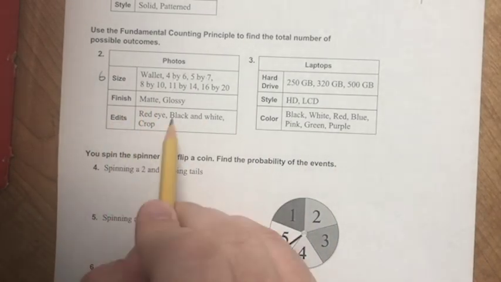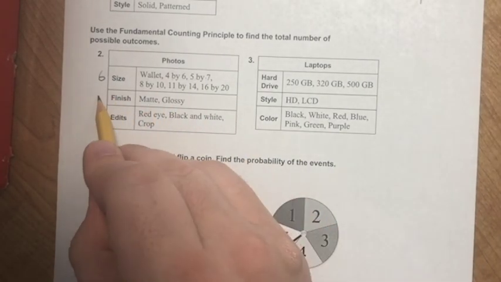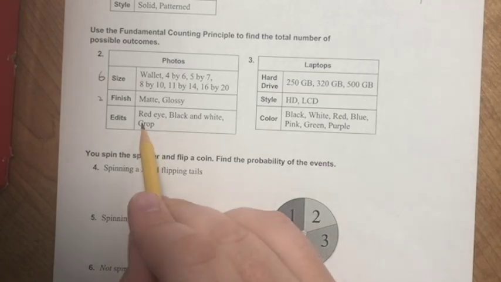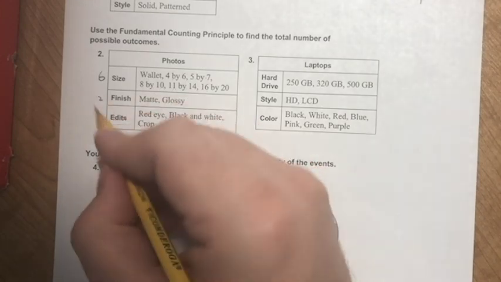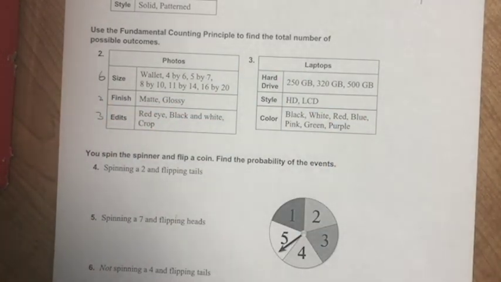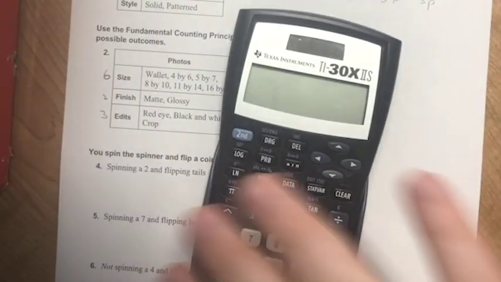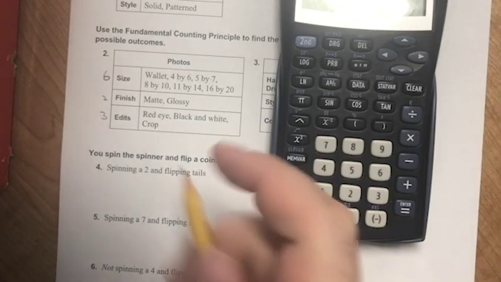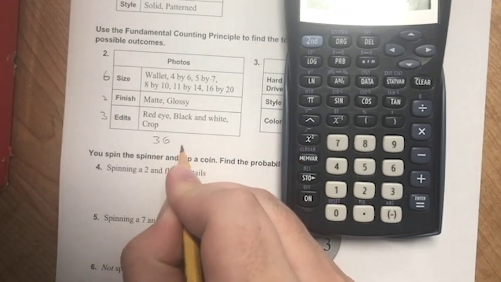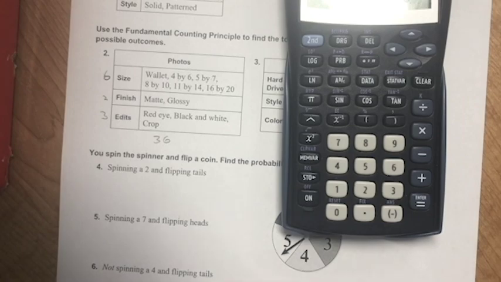There are 2 types of finish, matte or glossy. All right, and then lastly, I have the choice of 3 different types of edits: red eye, black and white, and crop. Now that I know that, I can actually multiply these numbers together real fast. I can say 6 times 2 times 3, and I get that there are a total of 36 possible outcomes.